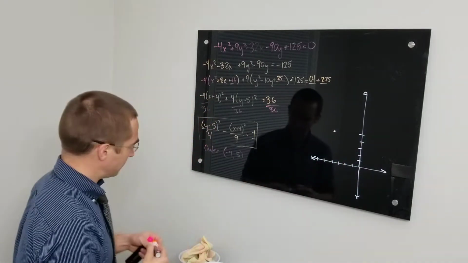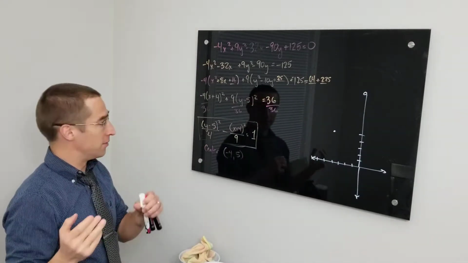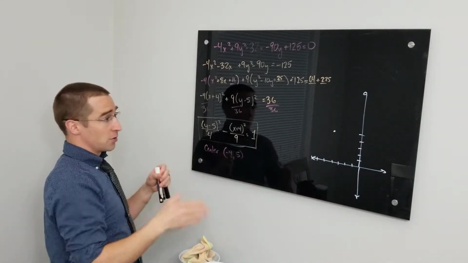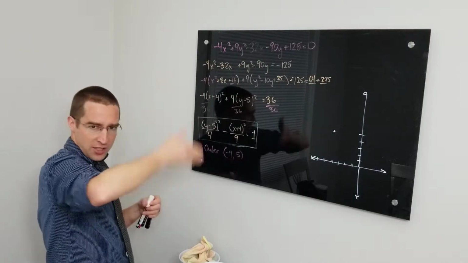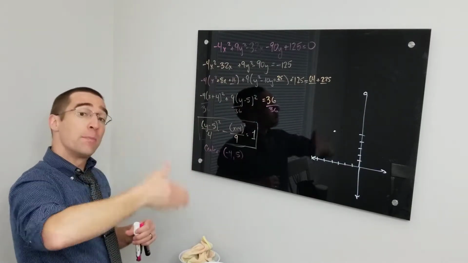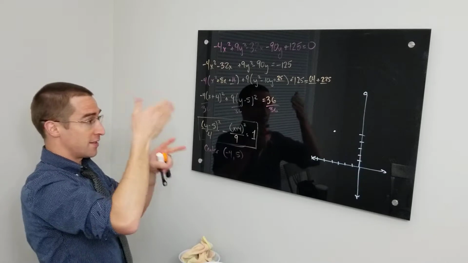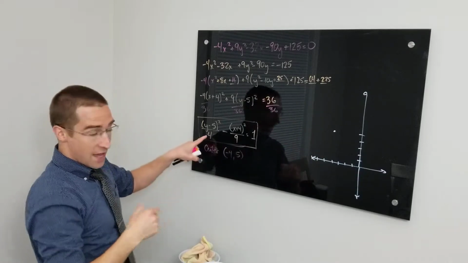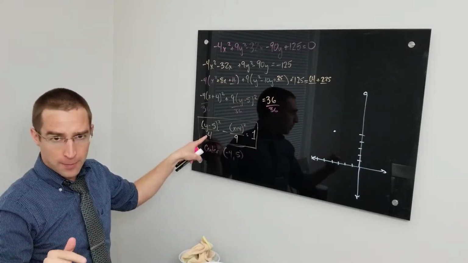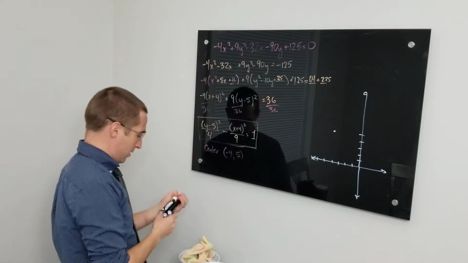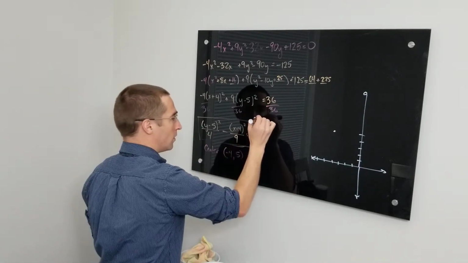That's my center. Now, it has a vertical transverse axis, so I know my vertices and foci are going to be above and below that center. A is going to be the number below the y part, so A squared equals 4.